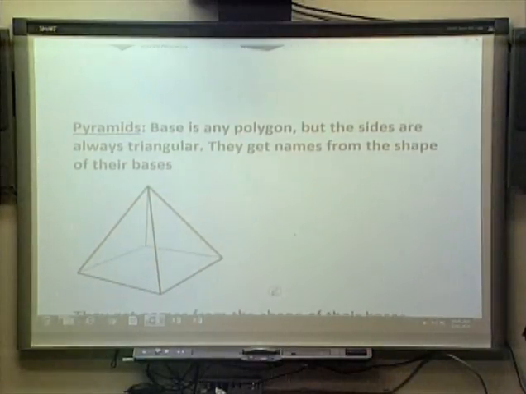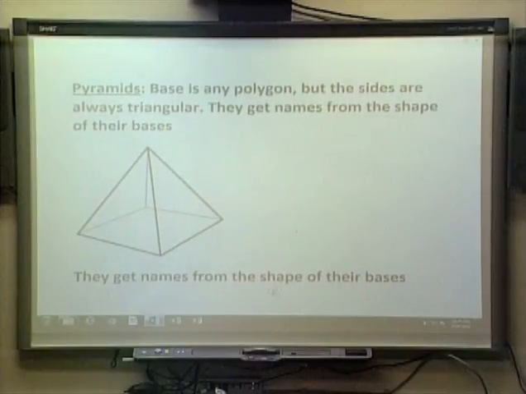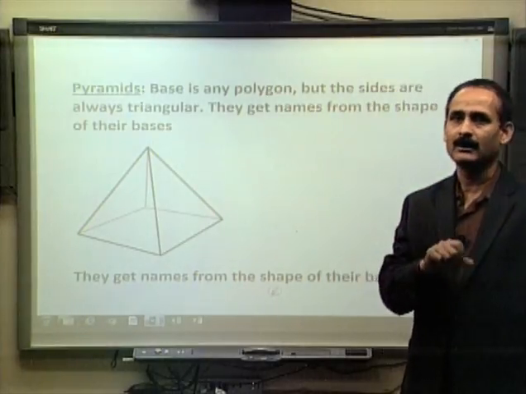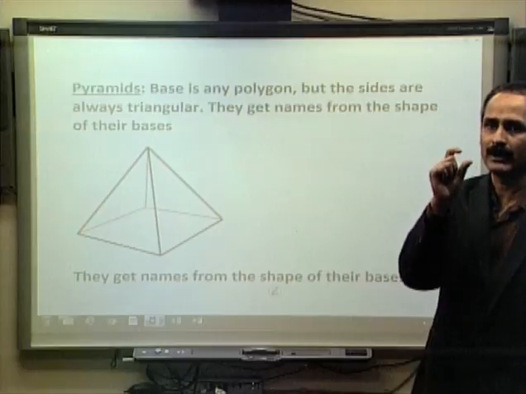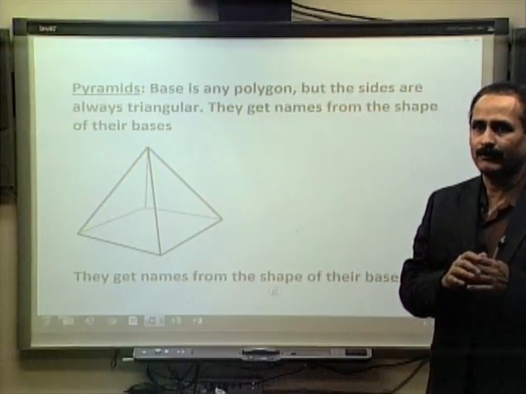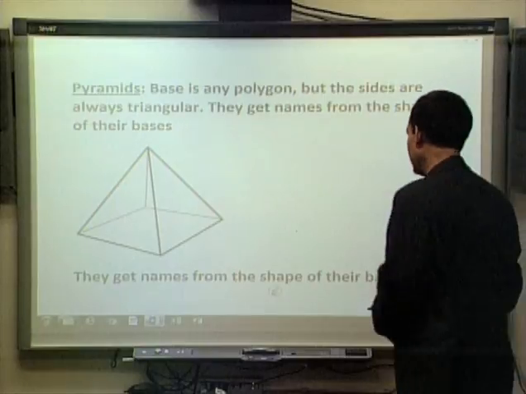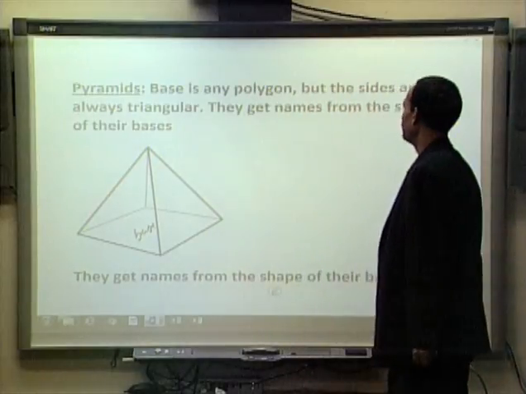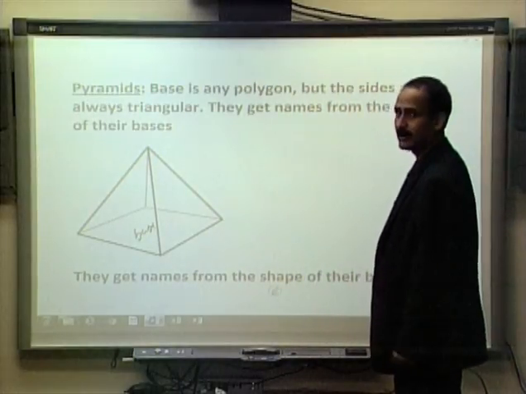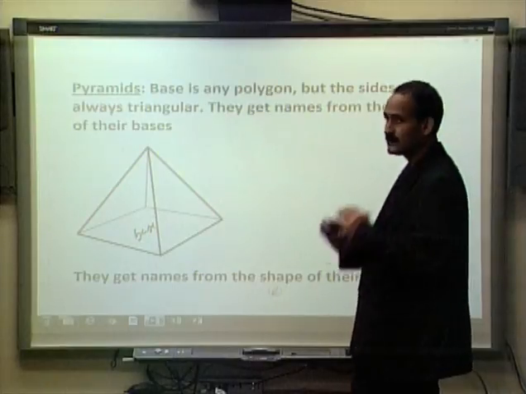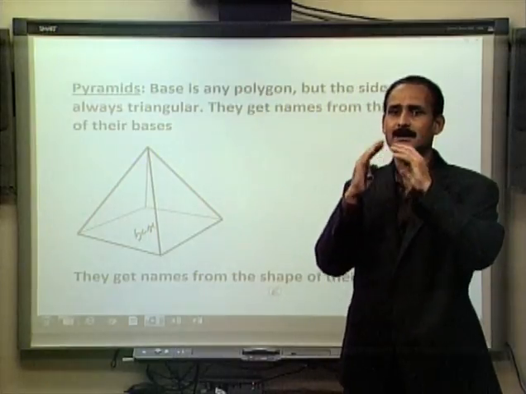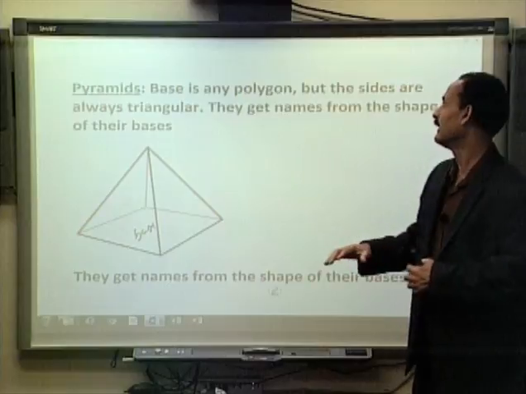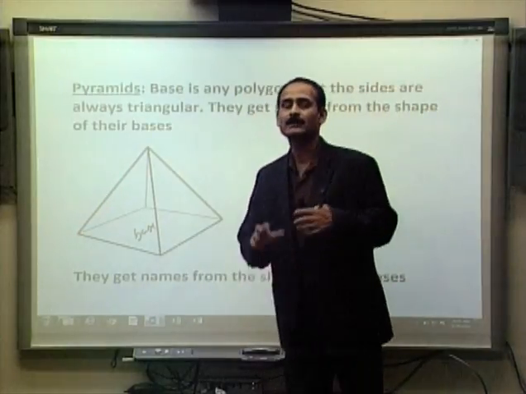Now, we will talk about a special class of polyhedron. One of the special classes of polyhedron are called pyramids. For pyramids, this is the example of pyramid, this is the base. The base could be any polygon. In this case it looks like a rectangular base, and the sides are triangles. If the sides are triangles, regardless of what polygon we have on the base, that kind of polyhedron is called a pyramid.